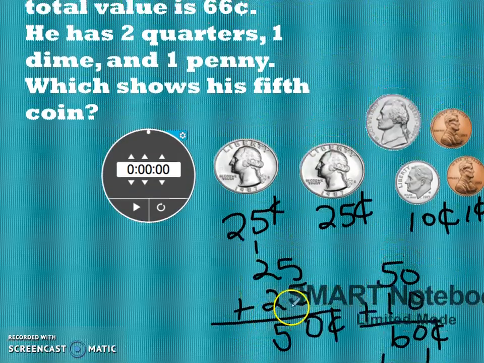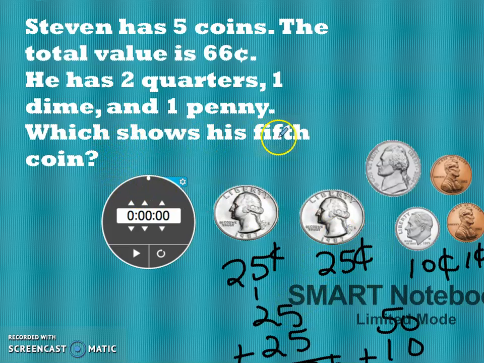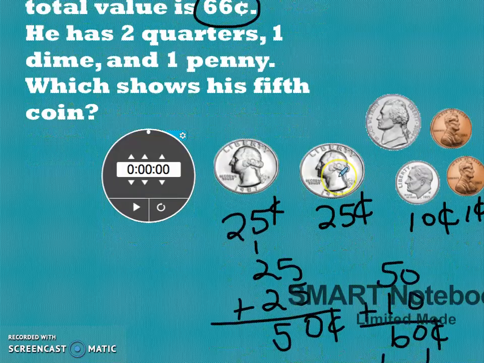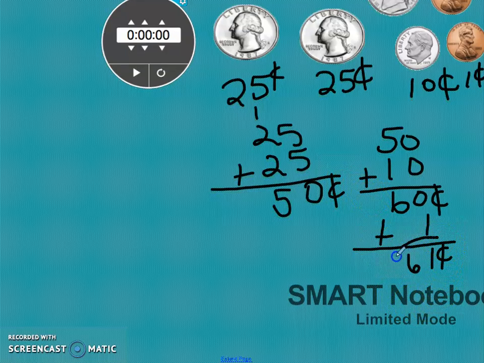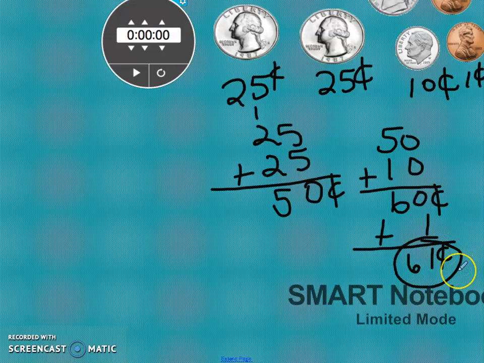But the question asks which shows his 5th coin? And the total value is 66. So if we need to find 66, and so far he only has 61, what would we need to do? We would need to subtract to find the value of the 5th coin. So we would subtract 66 minus 61.